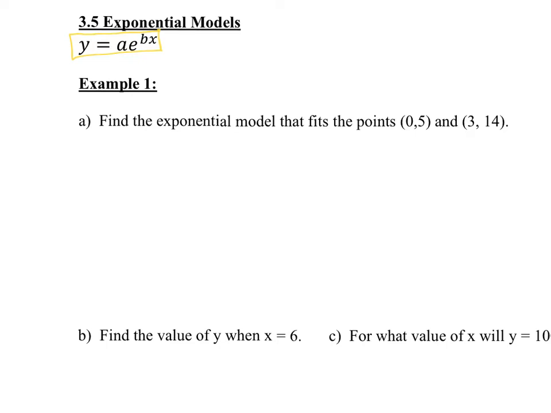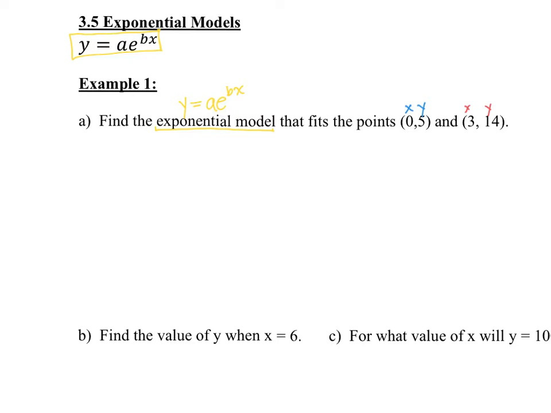The first thing I read in the problem is that it does say find the exponential model. Because it says that, I know I'm using this general equation. They give me 2 ordered pairs, (0, 5), and they also give me (3, 14). I'm going to use those ordered pairs to solve for the constants. The constants are a and b. If one of the ordered pairs has a 0, I'm going to plug that one in first. I'll show you why in a second, but it will help you solve the problem faster.